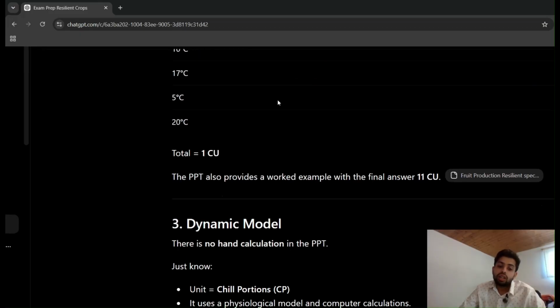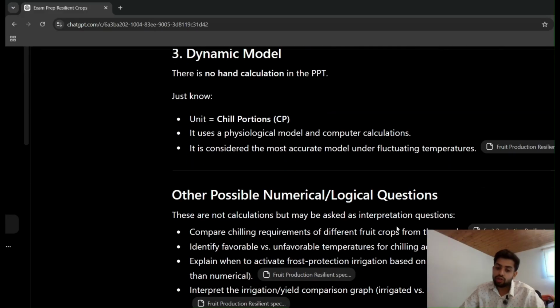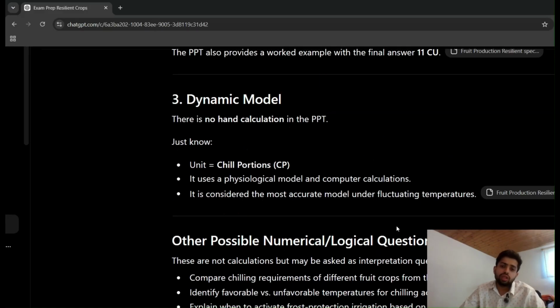So this method is more sufficient and more correct. Now the dynamic model is more computerized and calculative, so we cannot work it out right now. It is based on the chilling portion unit. It uses a physiological model and computer calculations, and it is considered the most accurate model under fluctuating temperatures. These are the questions that can be asked by the professor.